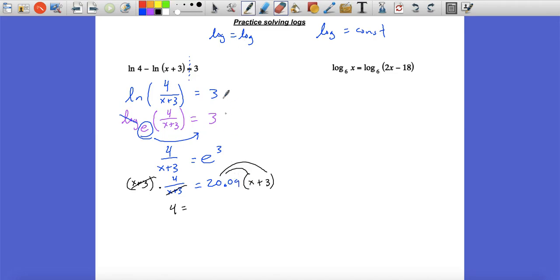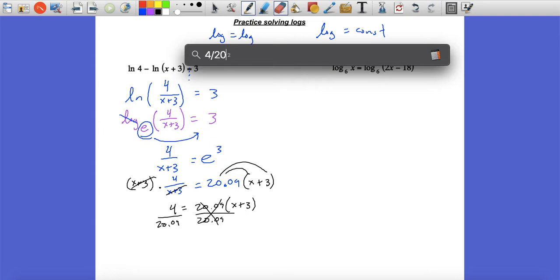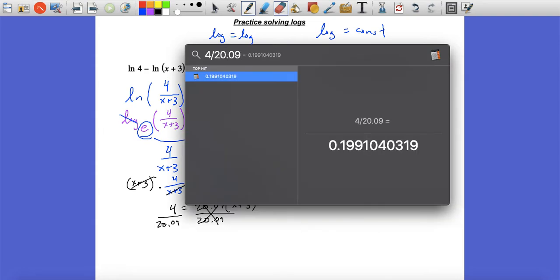It's actually easier, so we have 20.09 times x plus 3. You could divide by 20.09 on each side, and you'd have x plus 3 left here. So we have 4 over 20.09. We'll see what that is. 4 divided by 20.09, and we get 0.199.